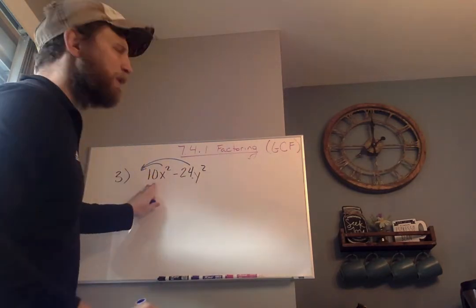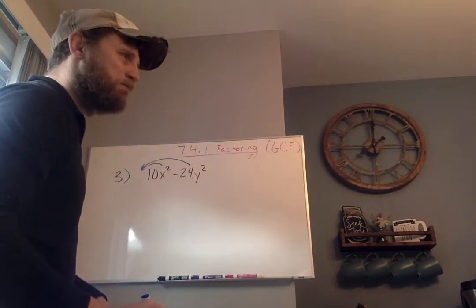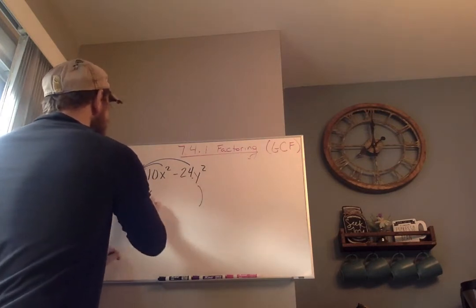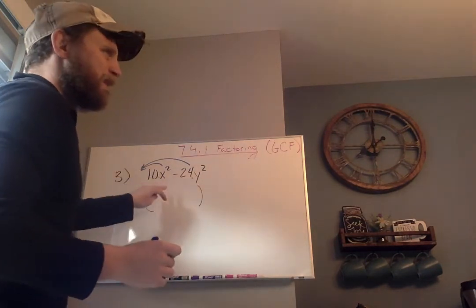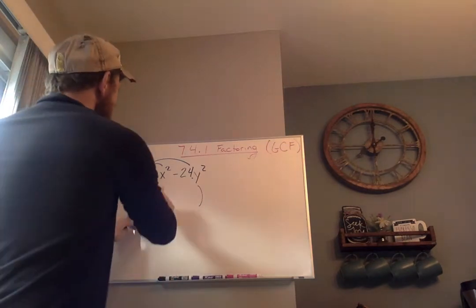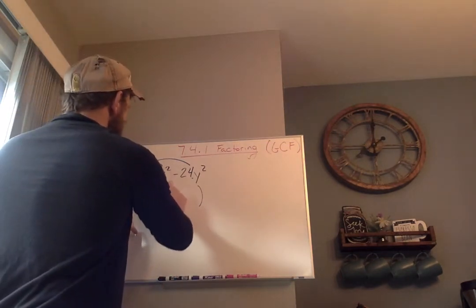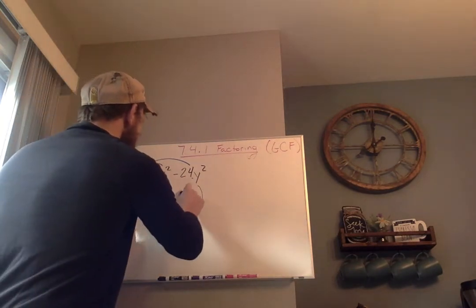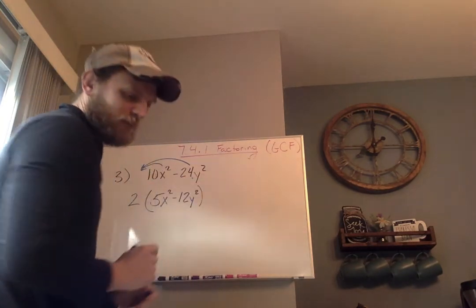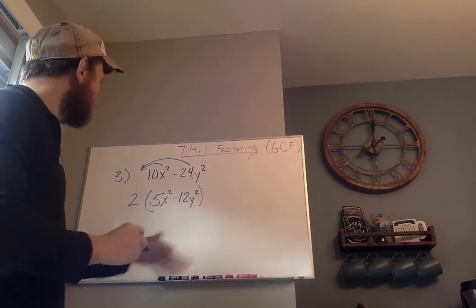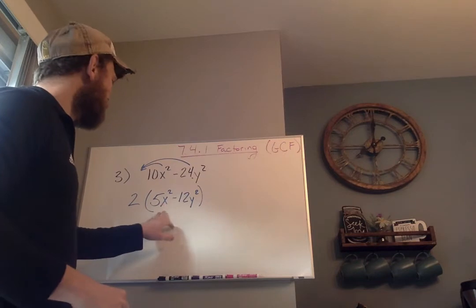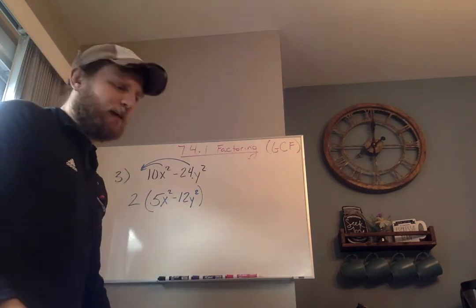So now let's look at the numbers. What goes into 10 and 24? 2. So I have this. 10 divided by 2 is 5. I didn't take anything out from the variable. 24 divided by 2 is 12. And we're done, because 5 and 12 are different. They can't be reduced anymore. X and Y are different, so they can't be reduced.